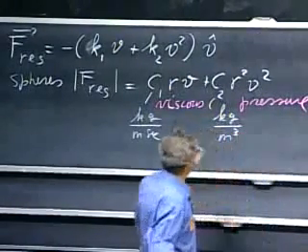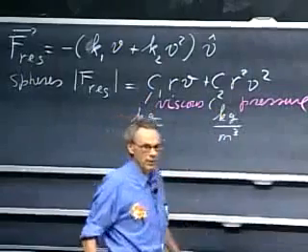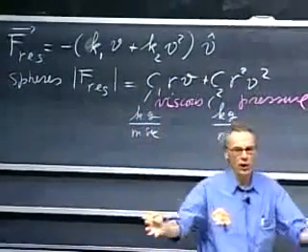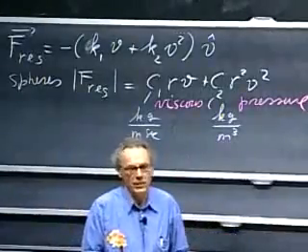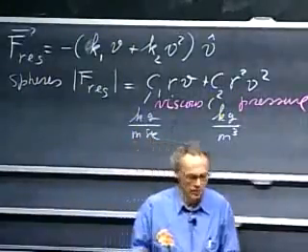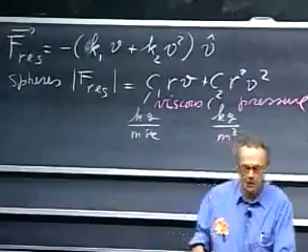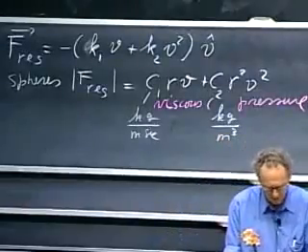C1 is a strong function of temperature. We all know that if you take tar and you heat it, the viscosity goes down. It is way more sticky when it is cold. C2 is not very dependent on the temperature.